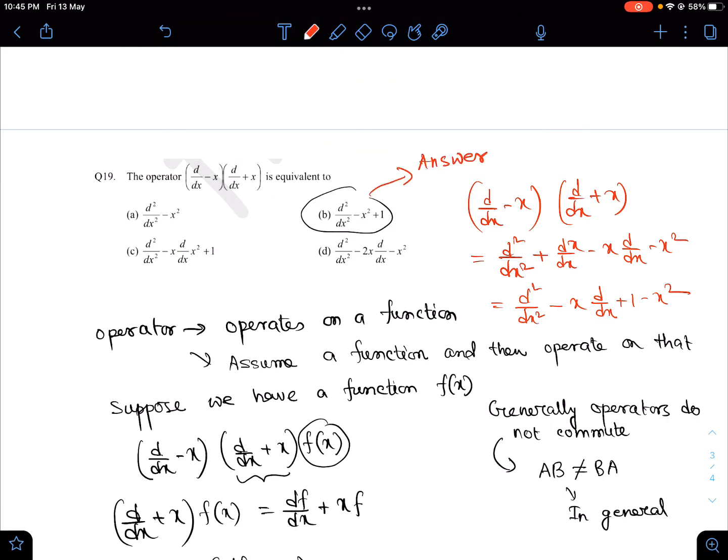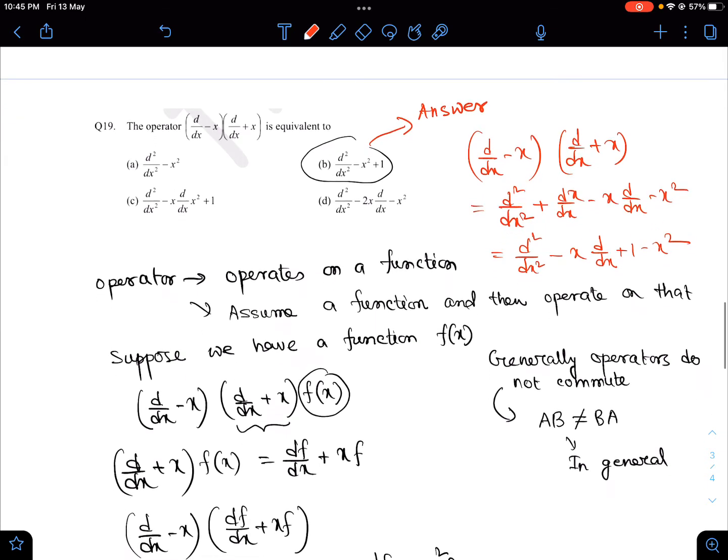So in that way you can do similar problems for any operator. First you have to just assume a function, and you will operate on that and do some basic algebraic manipulation, and you will get our desired answer. Okay, so that is our second problem.